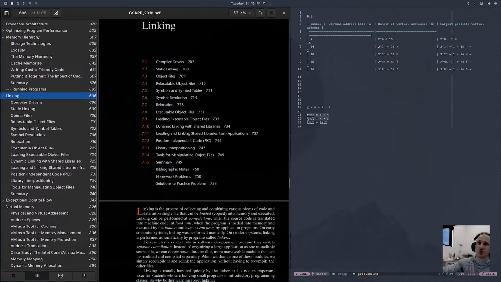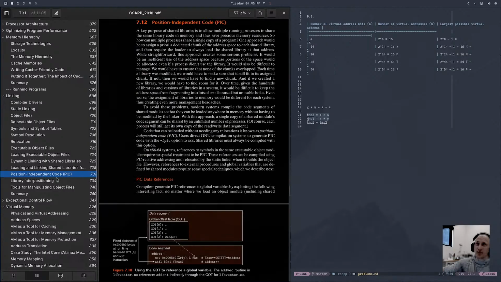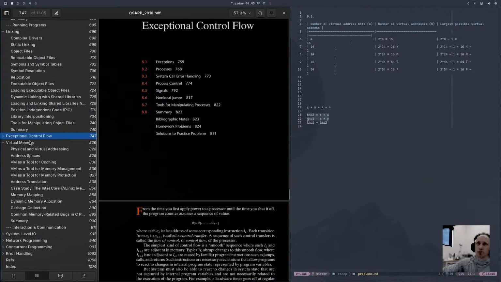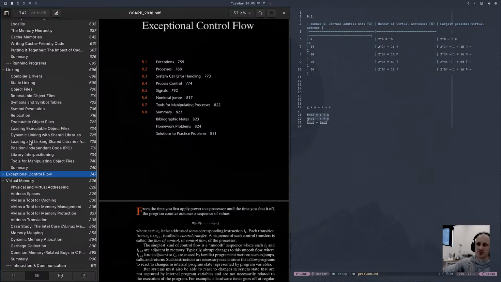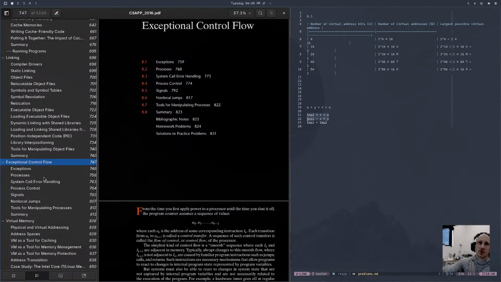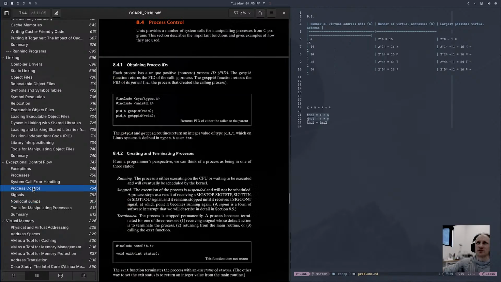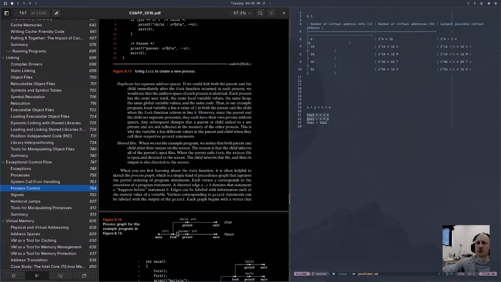Linking was great to learn a lot about ELF binaries and how dynamic linking works. I mentioned before position independent code. Exceptional control flow was this chapter that I just finished. That was great as well. Some of this was already reviewed for me. So these 3 sections down here, signals, non-local jumps, and I think process control, I skipped the reading on.